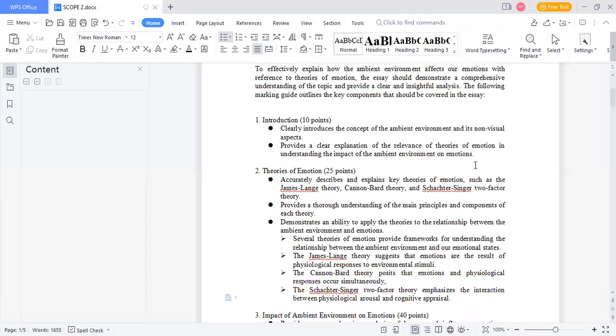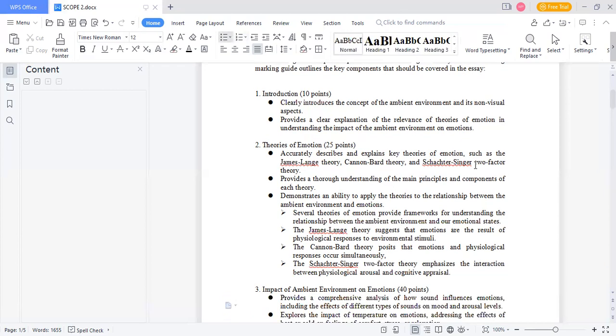After the introduction, it's really important to define the major terms, the terms being ambient environment. What does it mean? And also list a few of its components. And also, if they need clarity on that aspect, you might also provide some clarity, depending on the guidance you got earlier.